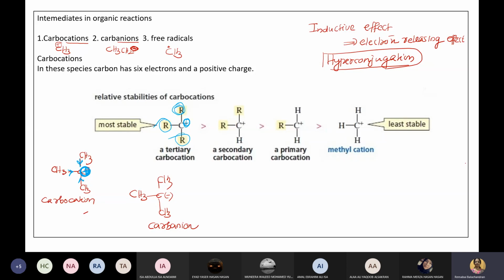This one also is releasing electrons, so it will partially cancel the positive charge. So the intensity of the positive charge will be less. Is it clear? It's less charged. So in the carbocation, the charge is distributed or compensated. We will go for this one, so you will understand the next one.